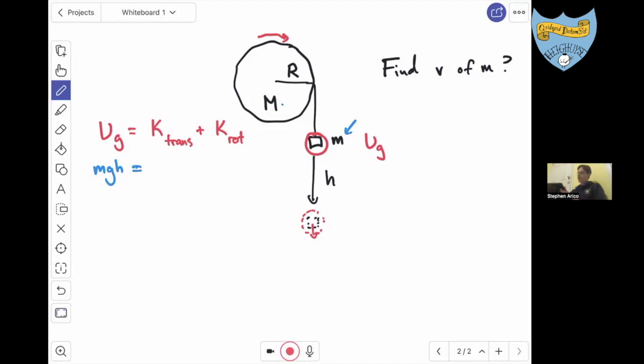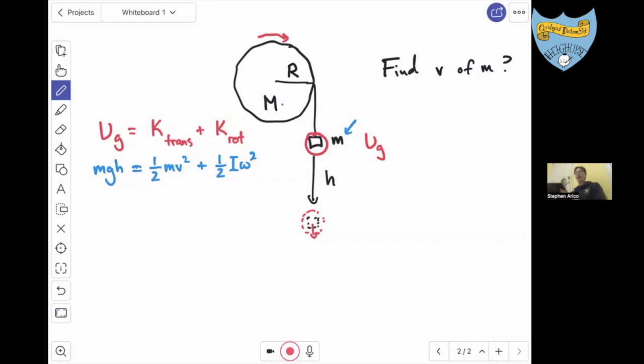All right, for translational kinetic energy, again, we know the formula is 1/2 mv squared. Specifically, though, we're using little m because the weight is the thing that has translational kinetic energy. The pulley doesn't go anywhere, so it doesn't have any translational kinetic energy. All right, the rotational kinetic energy is obviously all in the pulley. So we write down that formula, 1/2 I omega squared.